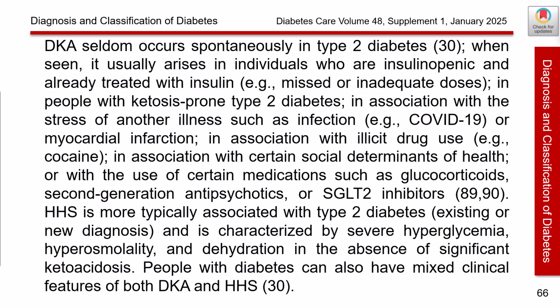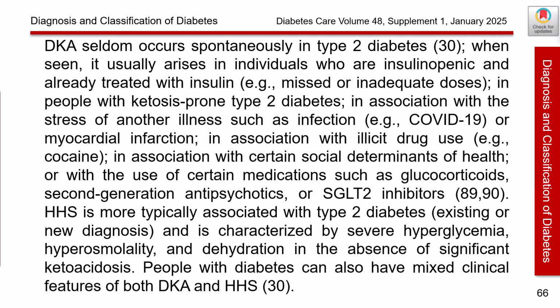Diabetic ketoacidosis seldom occurs spontaneously in type 2 diabetes. When seen, it usually arises in individuals who are insulinopenic and already treated with insulin, for example, missed or inadequate doses. In people with ketosis-prone type 2 diabetes, in association with the stress of another illness such as infection, like COVID-19 or myocardial infarction, in association with illicit drug use, such as cocaine, in association with certain social determinants of health, or with the use of certain medications such as glucocorticoids, second-generation antipsychotics, or sodium glucose cotransporter 2 inhibitors.